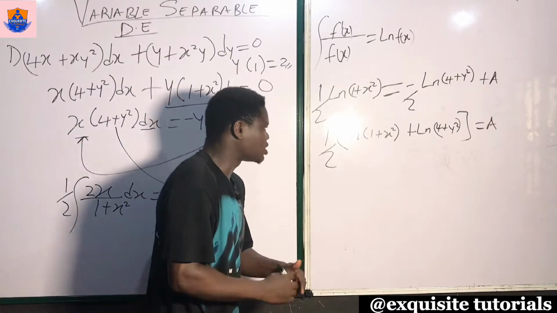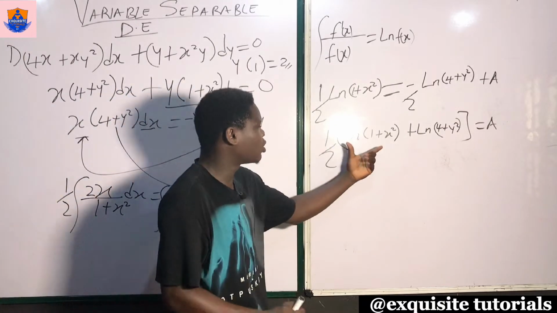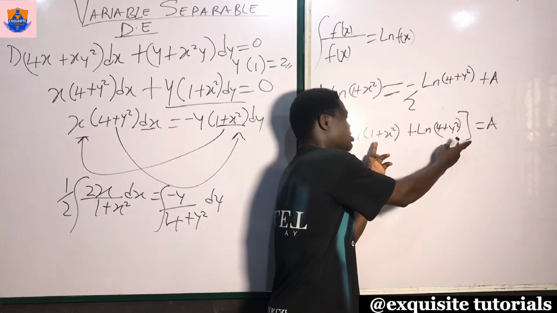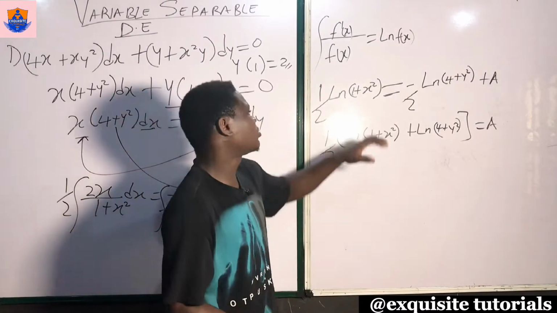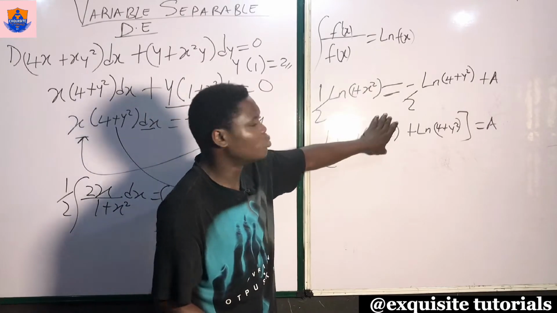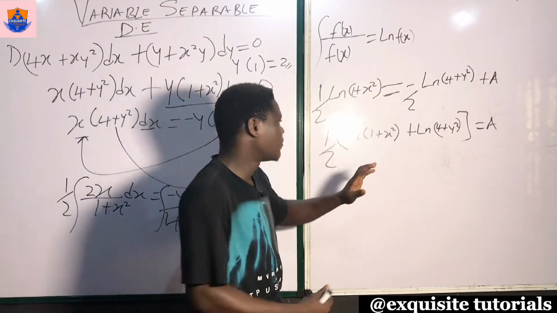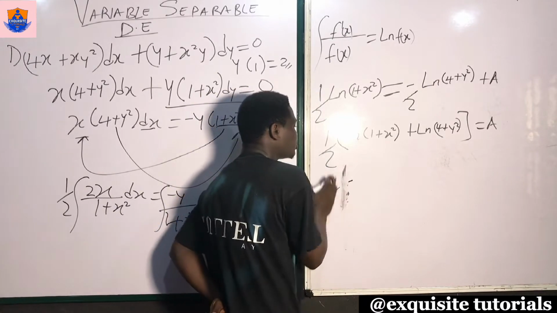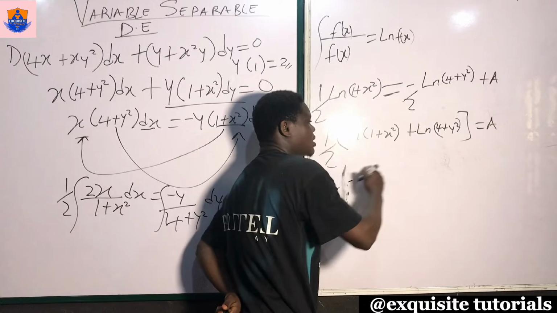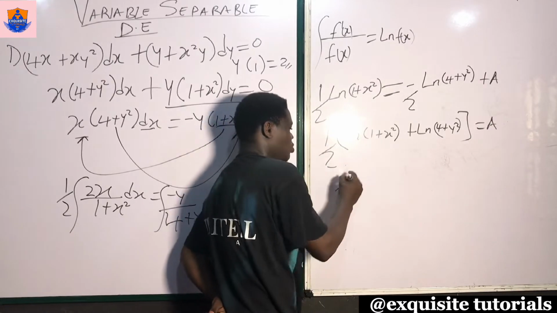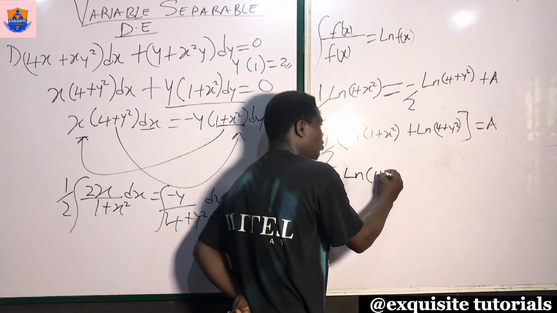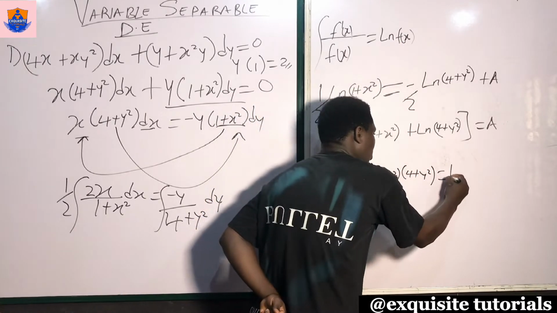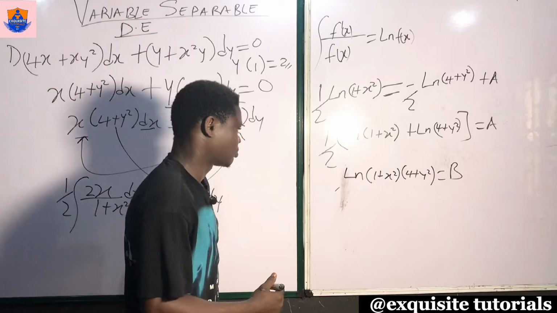Now, according to the rule of logarithm, when you have the logarithm of something plus the logarithm of another thing, you just simply multiply them. So in your exam, if you don't see your answer like this, you may see it like this. You can leave it like this. Now you can join these two together. You now have 1 over 2. When these two come here, 2 times a constant will give you another constant. So we still have 1 plus x squared times 4 plus y squared equals another constant.